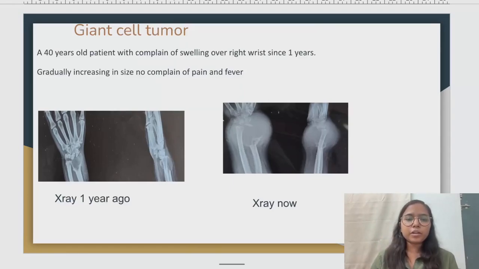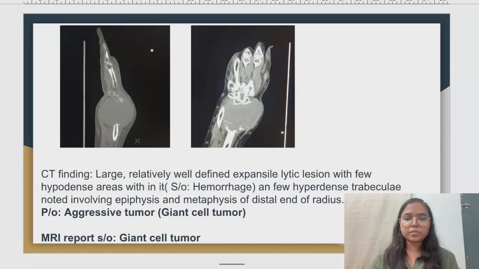Giant cell tumor. A 40-year-old patient with the complaint of swelling over the right wrist since 1 year, gradually increasing in size, with no complaint of pain or fever. The X-ray was taken 1 year ago and again now, when the patient presents with the complaint.